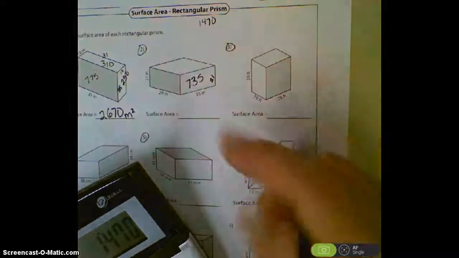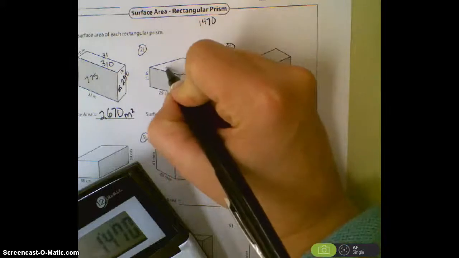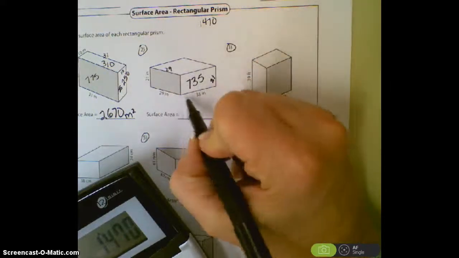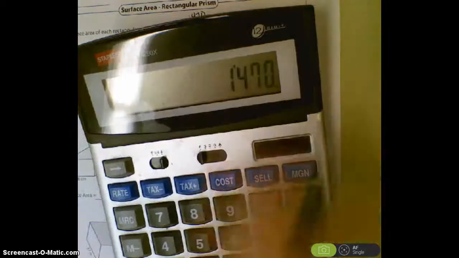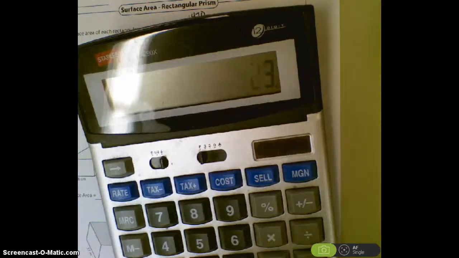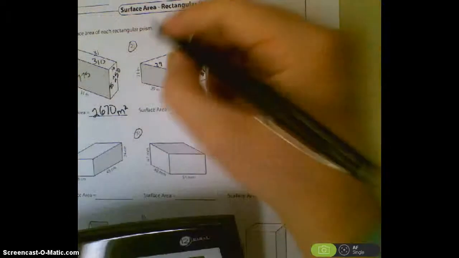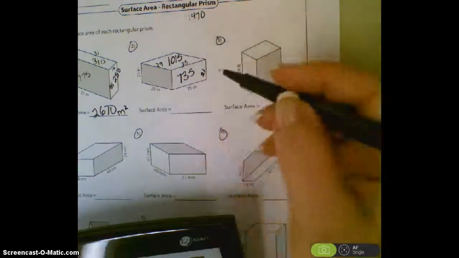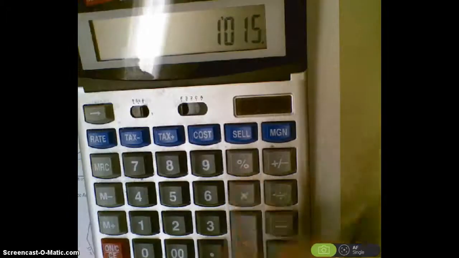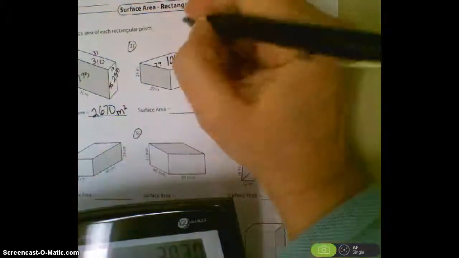Let's do the top one next. No measurements given, but I know if this is 29 that this also would be 29, and I know this length is 35, so it's that one. So we've got 29 times 35, and we get 1,015. And I want the bottom side as well, so I can multiply that times 2, and I get 2,030.